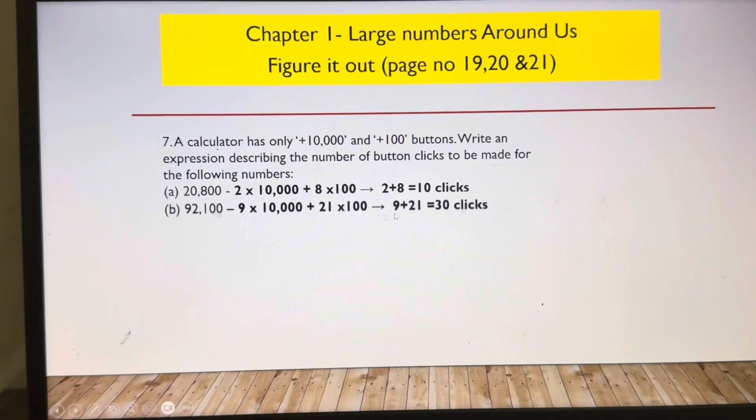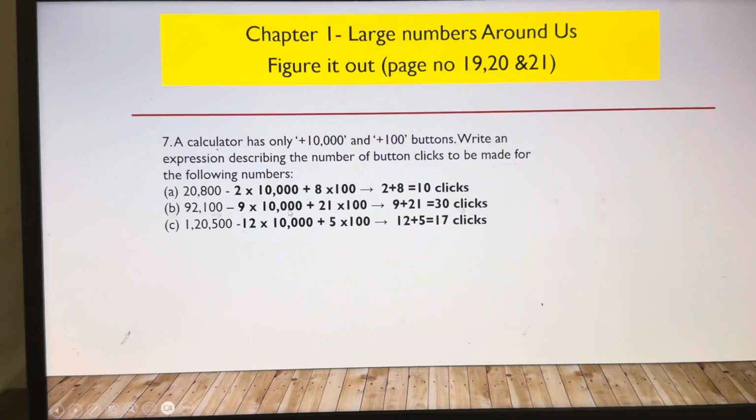The next number is 92,100. So 9 into 10,000. So 10,000's button 9 times. Now we have only 100's button. So we will take this 21 together. So 21 times you will click 100's button. So now how many clicks you have done? 9 plus 21 is 30 clicks. See, 1,20,500. Now 10,000's button we will click 12 times because we don't have 1 lakh's button. So 12 times, and hundreds button 5 times. So 12 plus 5, 17 clicks.